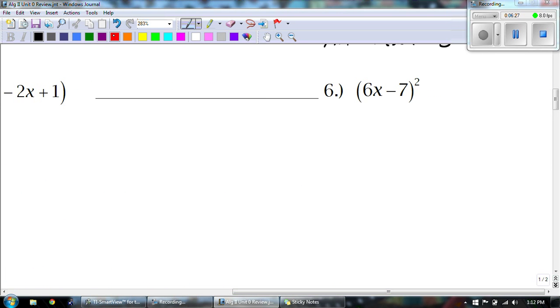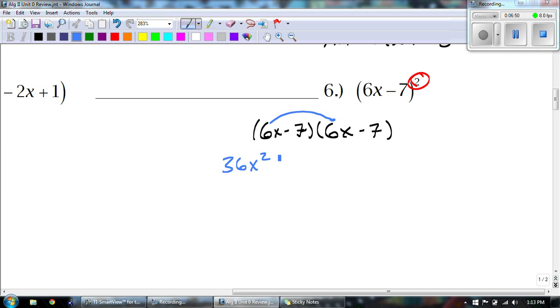All right, number 6. So the key thing with number 6 is that we have that squared there, and it doesn't mean I get to distribute the square. Okay, it means there are 2 of the bases. All right, so I have 6x minus 7 times 6x minus 7. So this one I'll distribute. 6 times 6 is 36, and x times x is x squared.